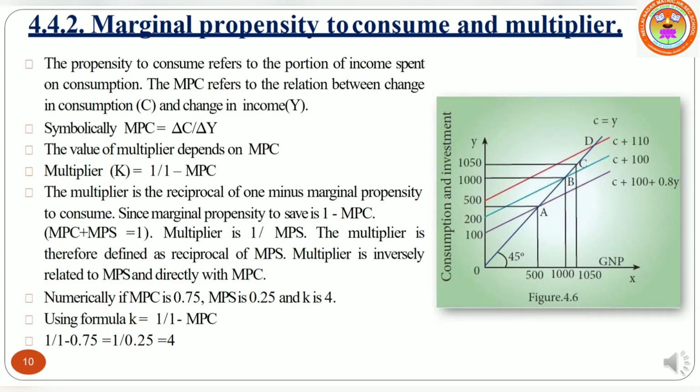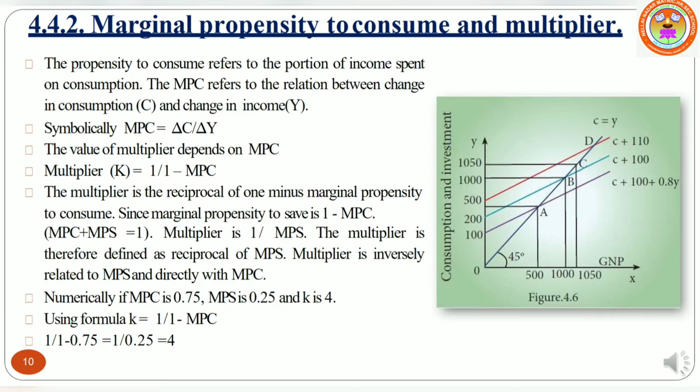That is, K equals 1 by 1 minus MPC. So the multiplier is the reciprocal of 1 minus the marginal propensity to consume. Since the marginal propensity to save is 1 minus MPC, MPC plus MPS is equal to 1. The multiplier is therefore defined as the reciprocal of MPS. The multiplier is inversely related to MPS and directly related to MPC.